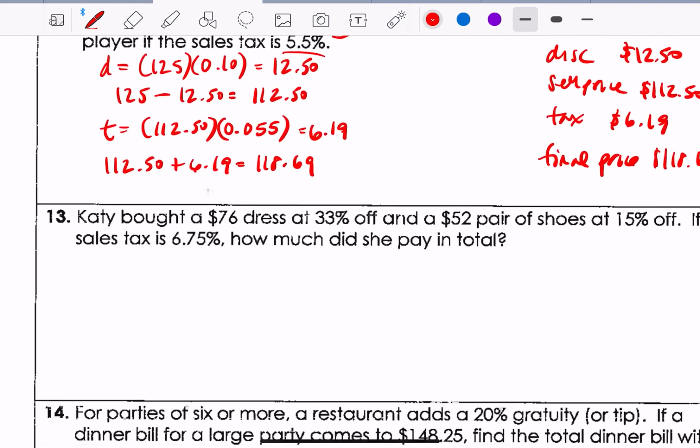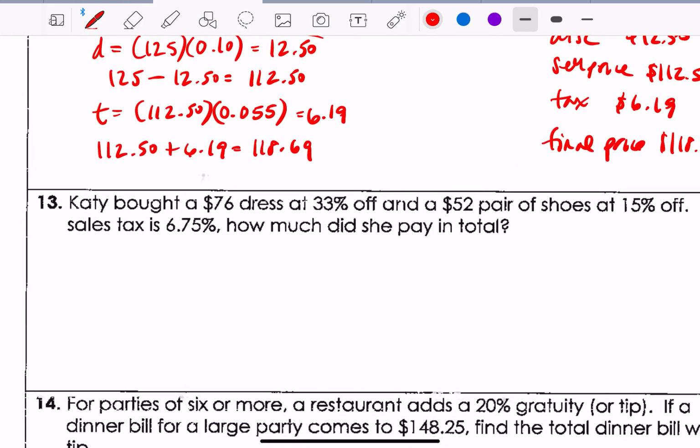Okay, this one looks even more complicated. Katie bought a $76 dress at 33% off, so that's one thing she did. Then she bought a $52 pair of shoes at 15% off. So she bought 2 items and they both had different discounts, but they're both discounted. Sales tax is 6.75%. How much did she pay in total? Well, first we have to figure out her discounted items, like the selling prices of the 2 items, and they're going to be 2 different equations.